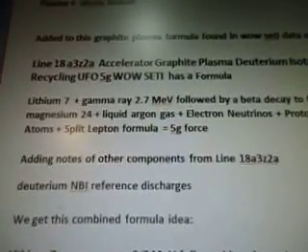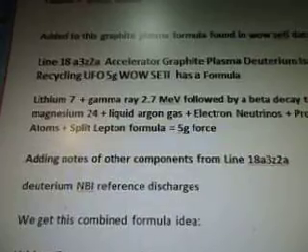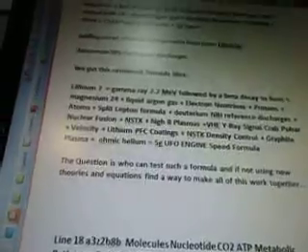It says take lithium 7 plus the gamma ray 2.7 MeV followed by a beta decay to form plus magnesium 24 plus liquid argon gas plus electron neutrinos plus protons plus atoms plus split lepton formula equals the 5G force. Adding notes of other components from line 18A3Z2A. We have deuterium NBI reference discharges. We get this combined formula idea putting all this stuff together.